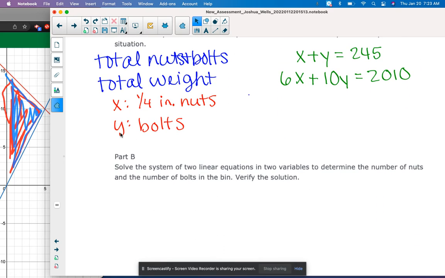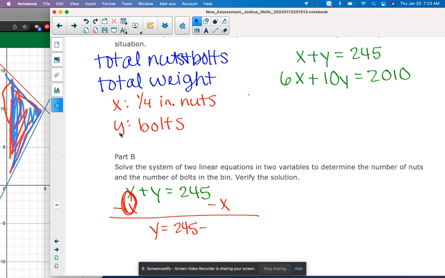So the first one we have is x plus y equals 245. And all we have to do for this one is subtract x from both sides. That zeroes out. And y equals 245 minus x.